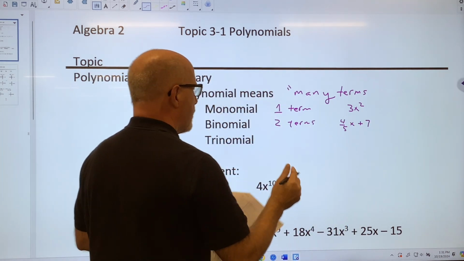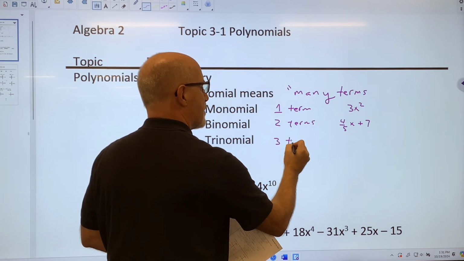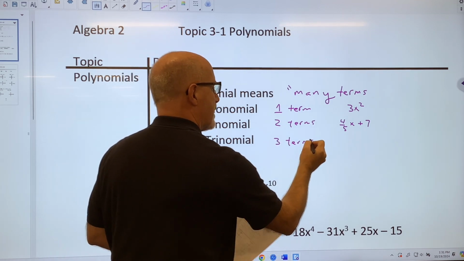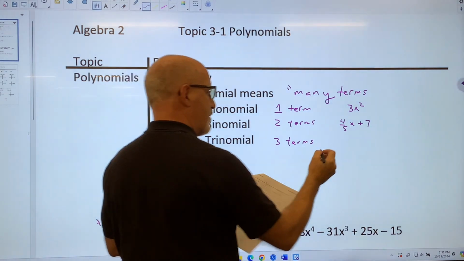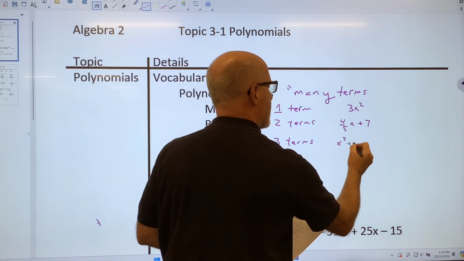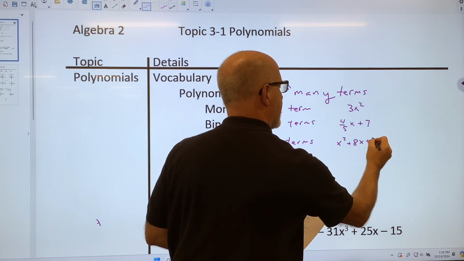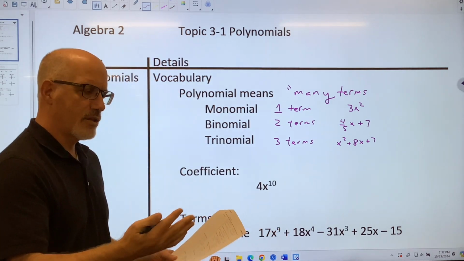Right? And then trinomial means three terms, which we did a lot in the last chapter. For instance, x squared plus 8x plus 7 is a trinomial. It's got three terms to it.